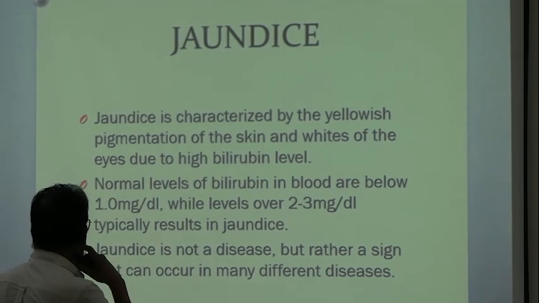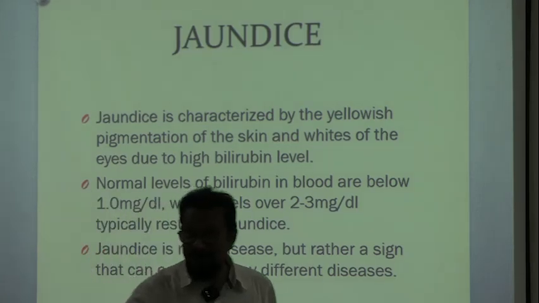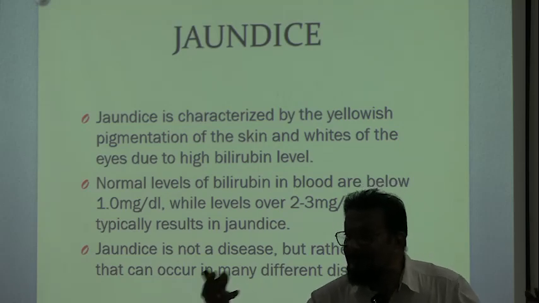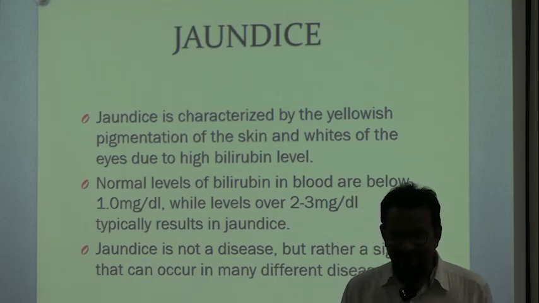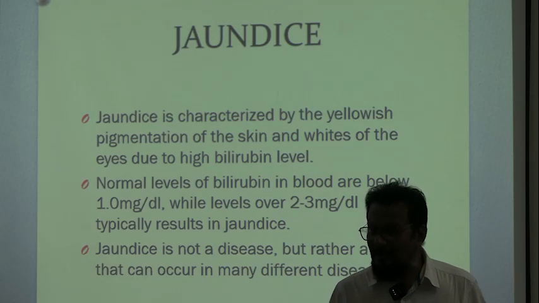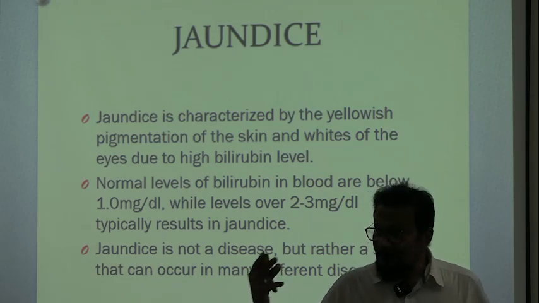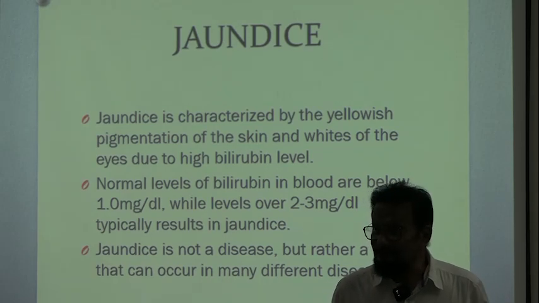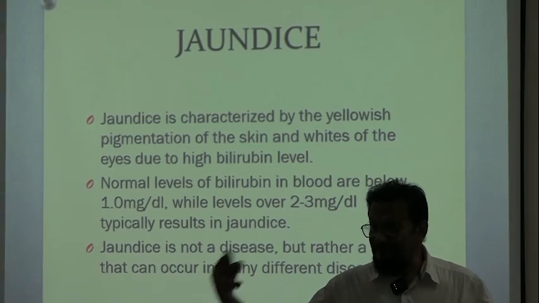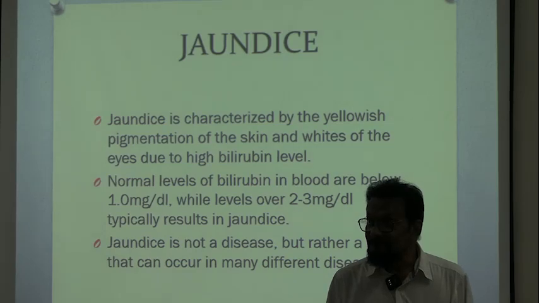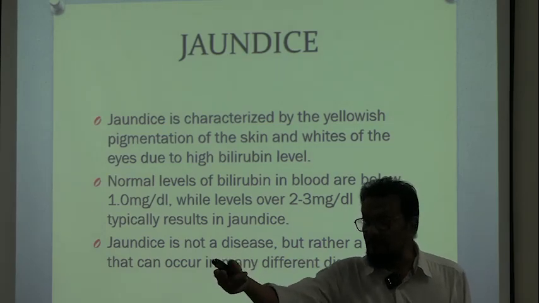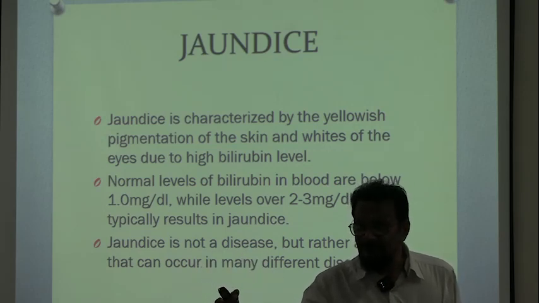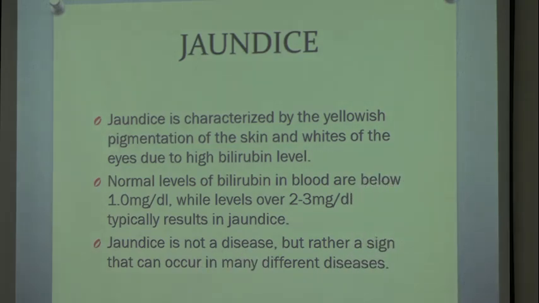Jaundice is not a disease. The first question was. It is the manifestation of different diseases. Say hemolytic anemia. It is a disease, hemolytic anemia, sickle cell anemia, thalassemia, vitamin B12 deficiency disease. What is the name? Pernicious anemia.